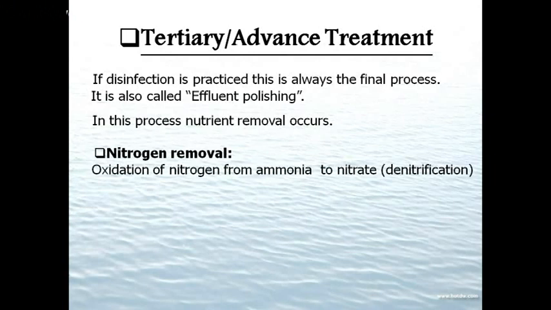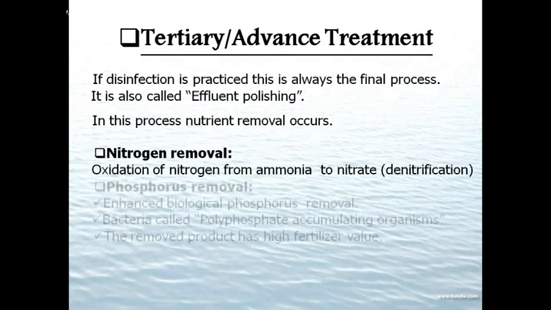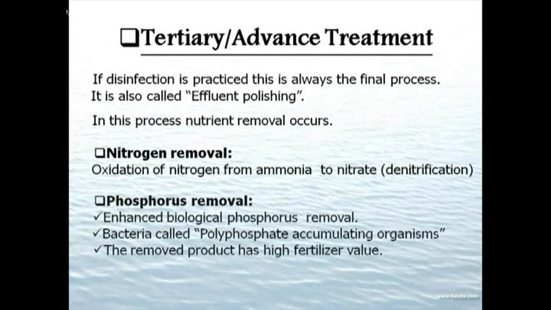Nitrogen is removed by oxidation of nitrogen, which results in formation of nitrate from ammonia gas. The phosphorus is removed through the activity of bacteria called polyphosphate accumulating organisms, and the removed product has highly fertilizing value which can be further used.